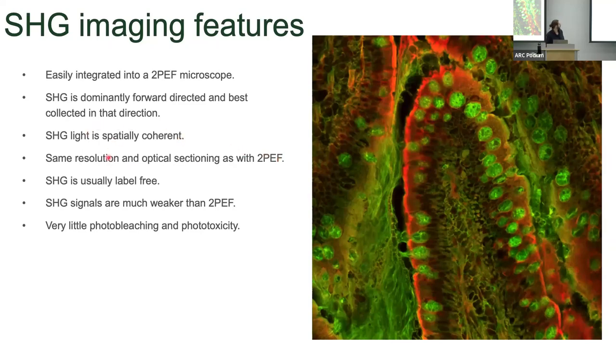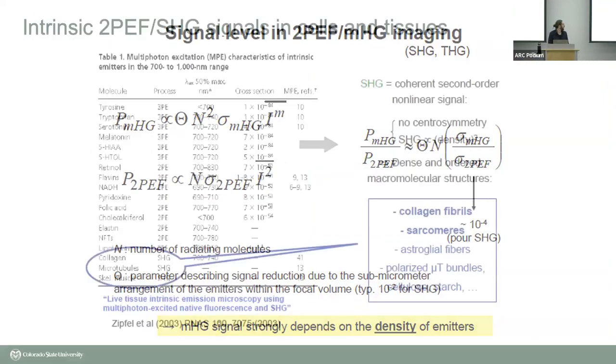It's spatially coherent, as we noted. That's why it maintains direction. It has the same resolution and optical sectioning as two photon excited fluorescence. So we can measure these things simultaneously, and they'll both have roughly 1 micron or 500 nanometer resolution. The signals are generally a little bit weaker than two photon fluorescence, but it's also label free and there's very little photobleaching. So this can be beneficial for a wide range of samples.